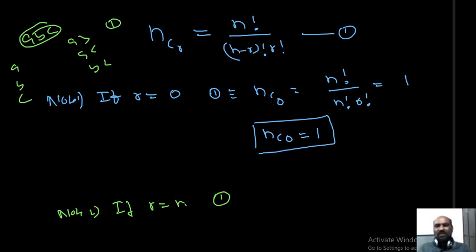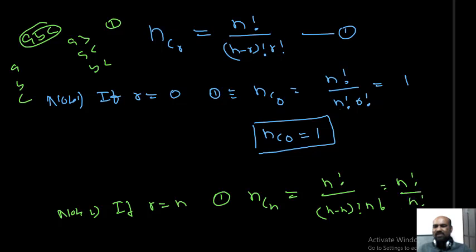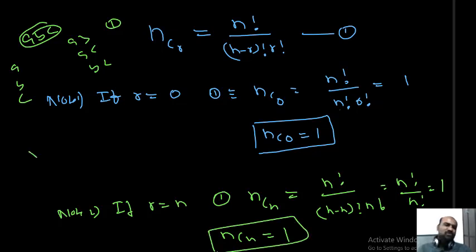That's why if r equals n, what happens? nCn, obviously nCn value should be 1. So I will show you: n factorial by (n minus n) factorial into n factorial. So instead of r I wrote n. What happened here? n factorial by n factorial is equal to 1. That's why nCn value equals 1. Don't confuse: nPn is what, Nana? n factorial. nCn is what, Nana? 1. Okay.